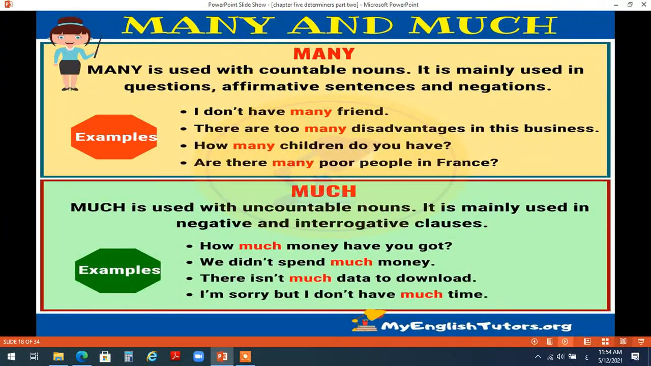How much money have you got? Here we have an interrogative sentence. We didn't spend much money, a negative sentence. There isn't much data to download, also a negative sentence. I'm sorry but I don't have much time, here also we have a negative sentence.